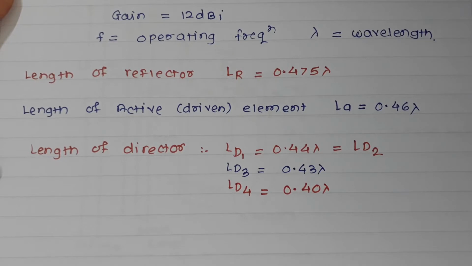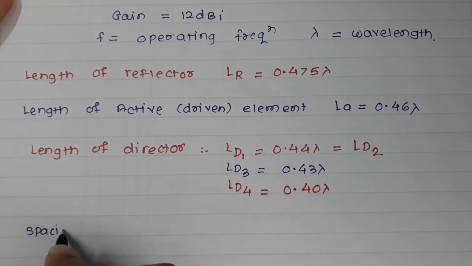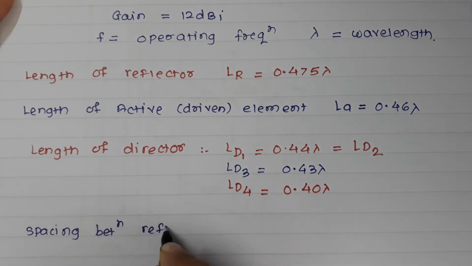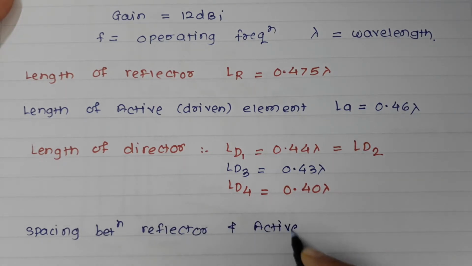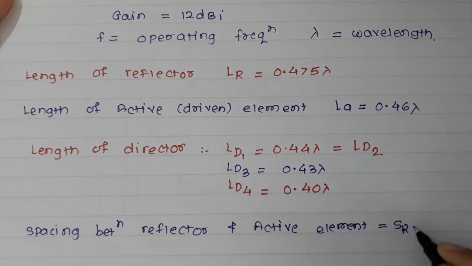Now what will be the spacing between the reflector and the active element? The spacing between the reflector and active element here will be SR, which is 0.25 lambda.